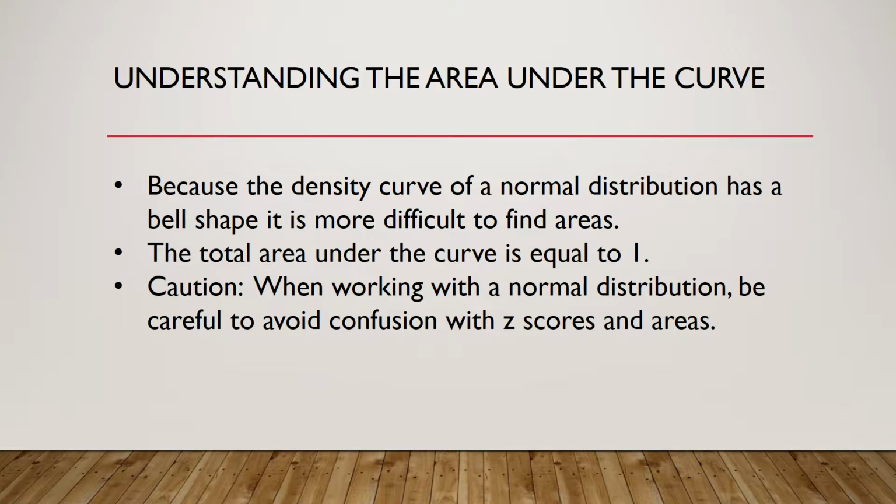Just a few things about understanding the area under the curve. Because the density curve of a normal distribution has a bell shape, it is more difficult to find areas. The total area under the curve is equal to 1. And we should also caution, when working with a normal distribution, be careful to avoid confusion with z-scores and areas.